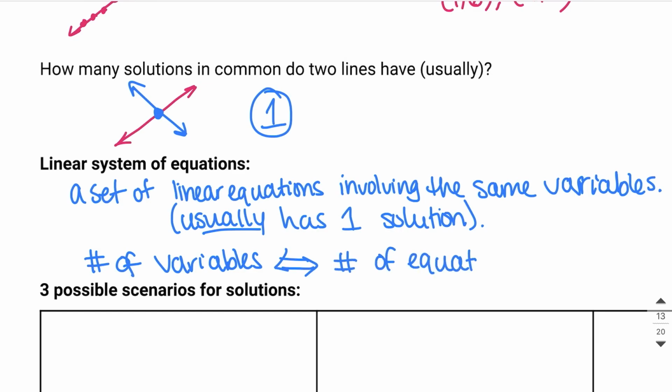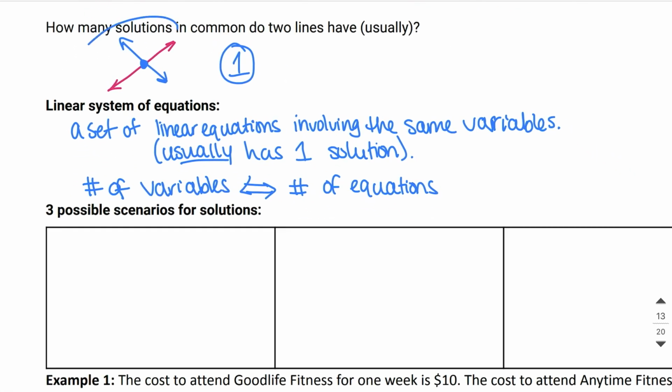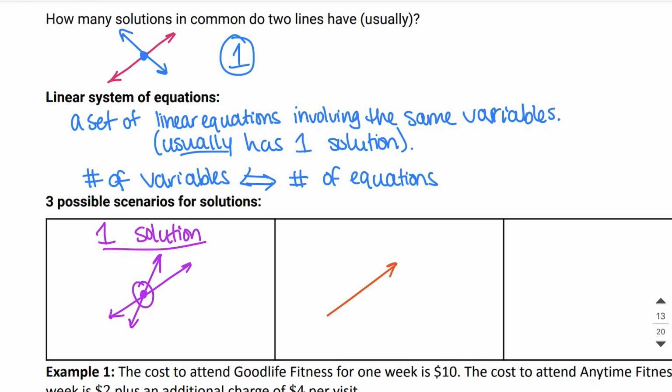So for example, if I have one equation with two variables, I can't solve it. If I have two variables, I have to have two equations. If I have five variables, I have to have five equations. So three possible scenarios for solutions. The first scenario we've already seen, it's right here. And that is if I have two lines, I could have one solution, right? So we could either have one solution, but sometimes our lines are going to be parallel to each other. And if the lines are parallel to each other, then we have no solution.